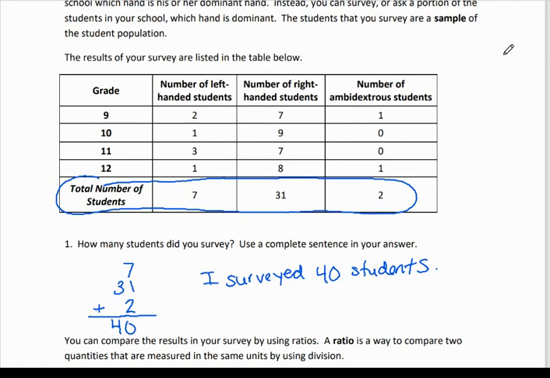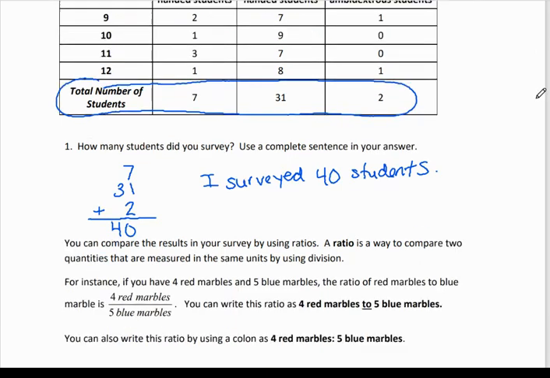So now, just so you understand for the rest of the chart, the numbers above, when we add the columns, the up and down, it should give me that total. So if we look at the left-handed, 2 plus 1 plus 3 plus 1, that gives me the 7. Then 7 plus 9 plus 7 plus 8, 31, and so forth. Okay? All right, let's keep on going.